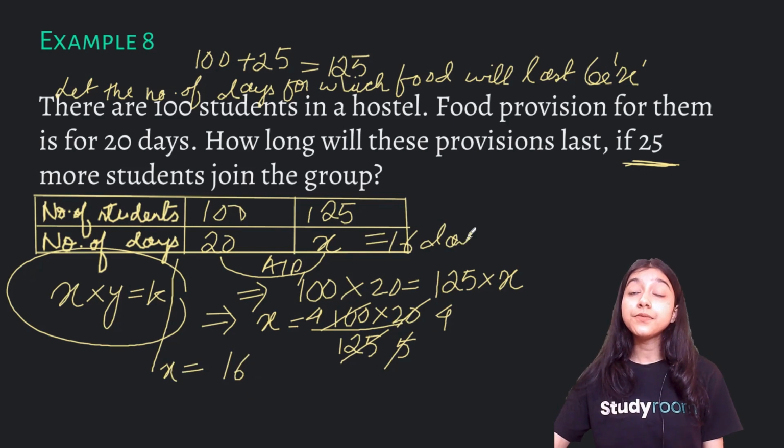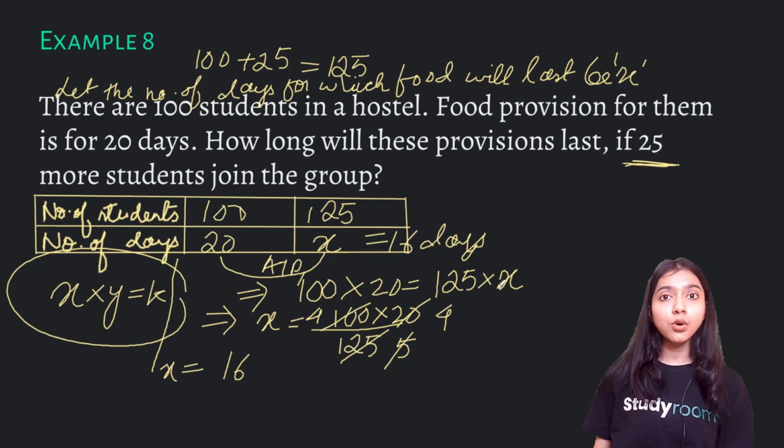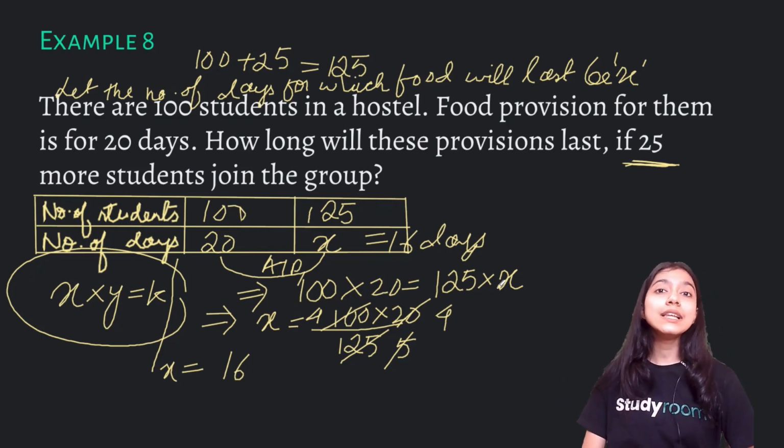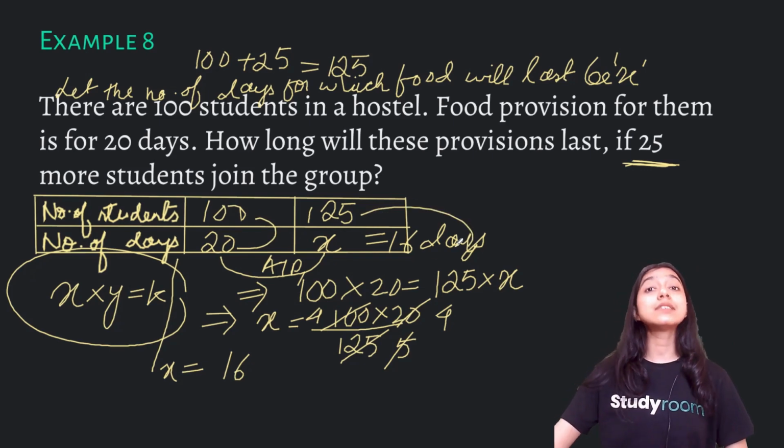That means if instead of 100, I have 125 students in the hostel, then the amount of food that is present in the hostel will last for only 16 days. Earlier, when there were 100 students, it was lasting for 20 days. Now when there are 125 students, it will last for only 16 days.